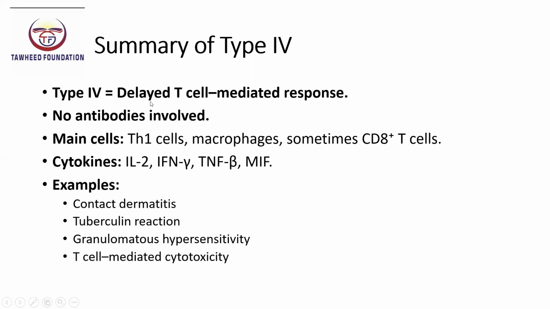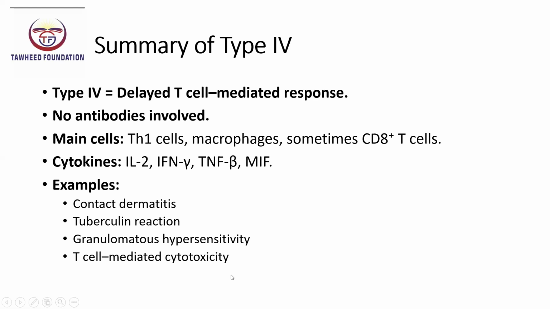Next is summary of type 4. So type 4 hypersensitivity is a delayed T cell mediated response. No antibodies are involved. Instead, Th1 cells, macrophages, and sometimes CD8 plus T cells are the main effectors. Key cytokines include IL-2, IFN gamma, TNF beta, and MIF. Examples: contact dermatitis, tuberculin reaction, granulomatous hypersensitivity, and T cell mediated cytotoxicity.